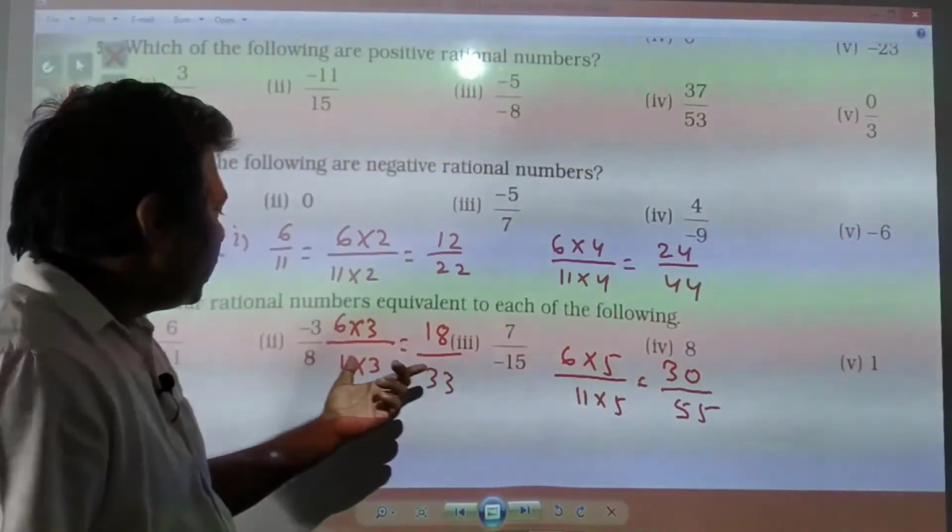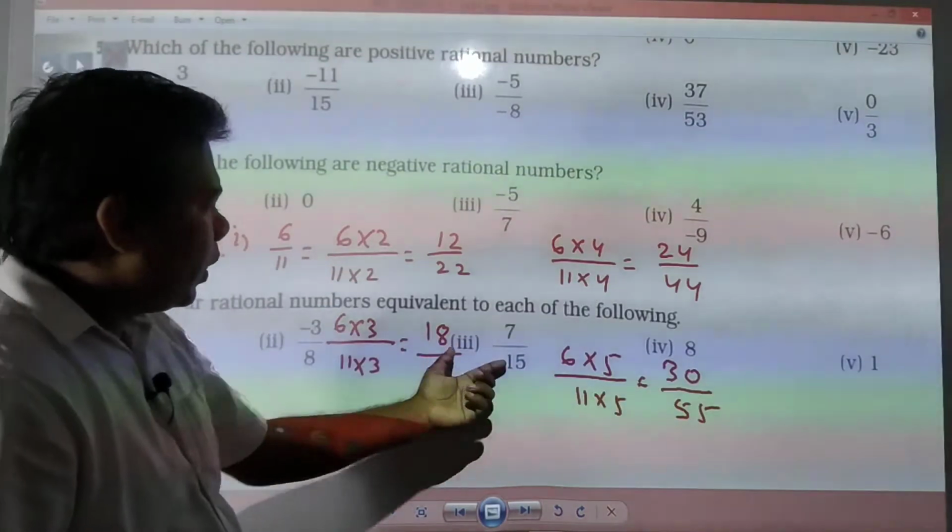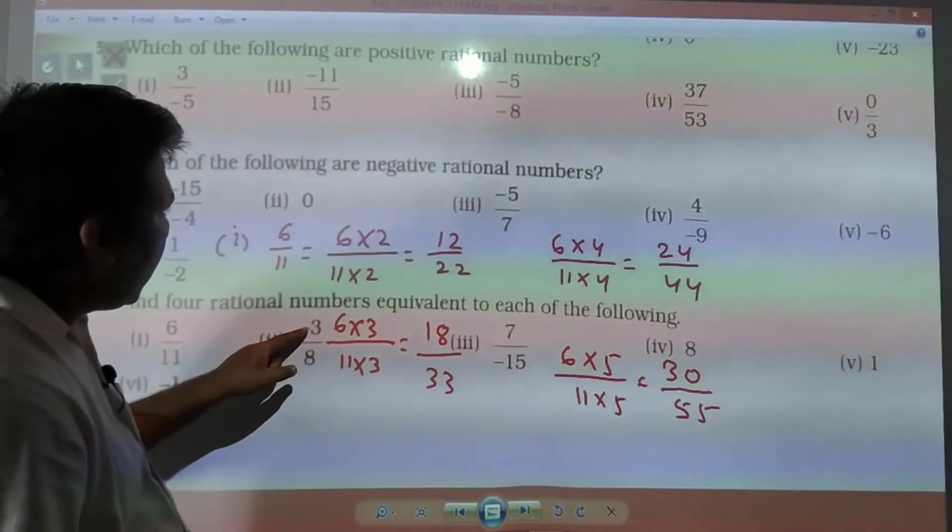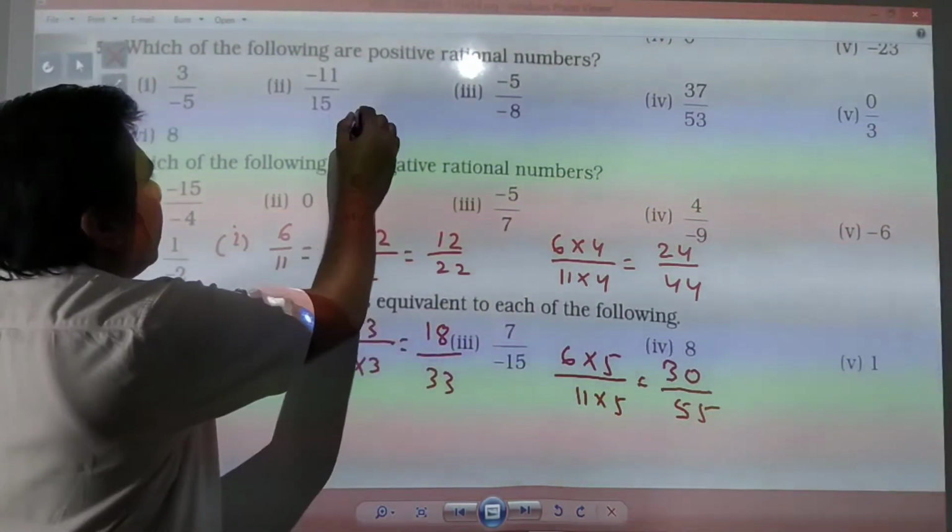So in this way this is required to be done for each and every one. So just you need to multiply minus 3 by 8. Minus 3 by 8 you have.